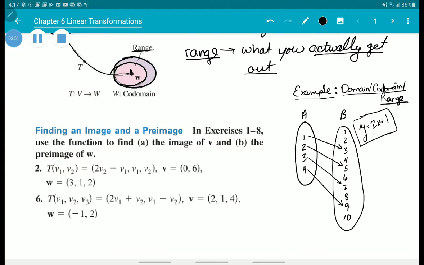Now, we could plug different numbers into this, and we could find a way to get the number 1 out, and find a way to get the number 2 out, and the number 4 out, and so on. But I'm limiting my domain to just these values, which means I'm not going to get all the numbers out of here. I'm only going to get a select few values. So my domain consists of the numbers 1, 2, 3, 4.